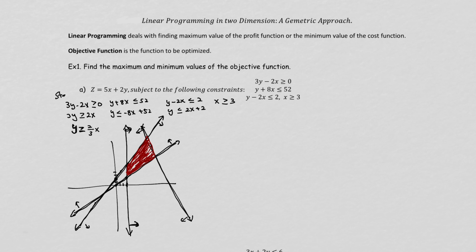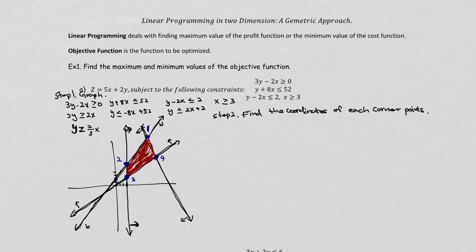Step 1, graph. Now step 2, find the coordinates of each corner point. We want to find all the corner points, and you have 4 corner points. So this is one of the corner points, let's name it 1. This is the second, let's name it 2. This is the third, that's 3. And this is going to be 4.